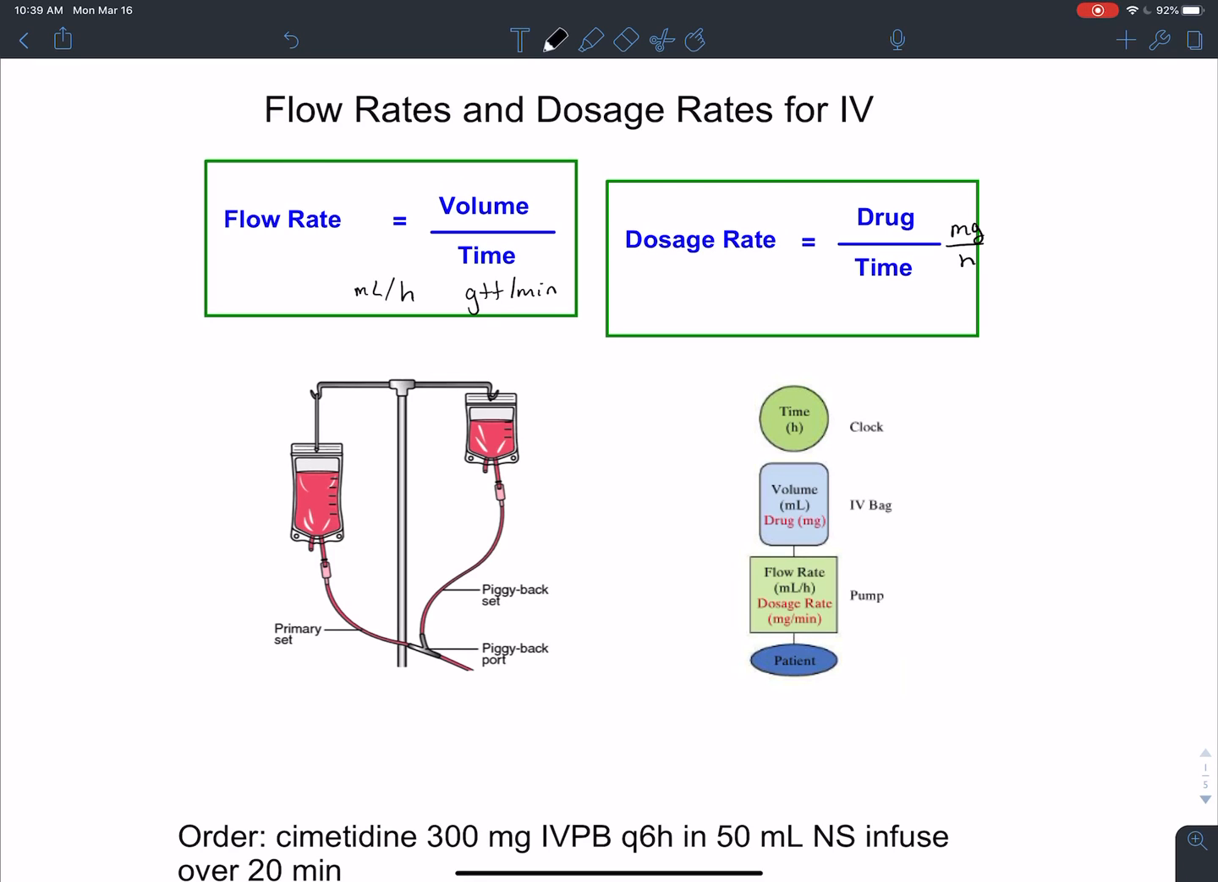minute. When we're talking about our flow rates and our dosage rates, we need to worry about the time, the volume in milliliters or the drug in milligrams, and the flow rate in milliliters per hour or the dosage rate in milligrams per minute. That's what's going to the patient.